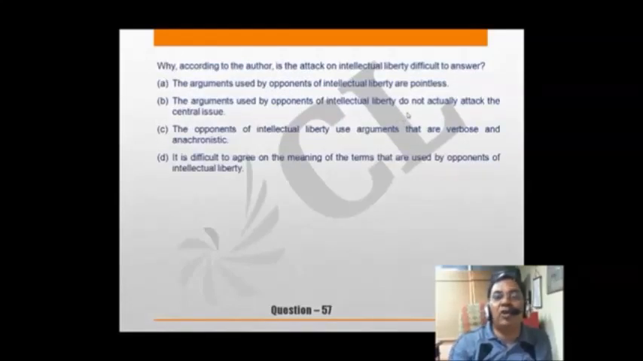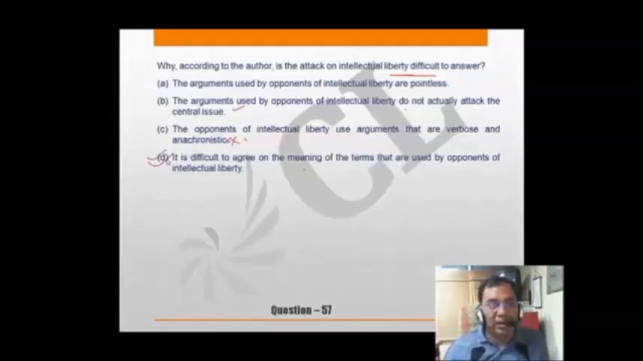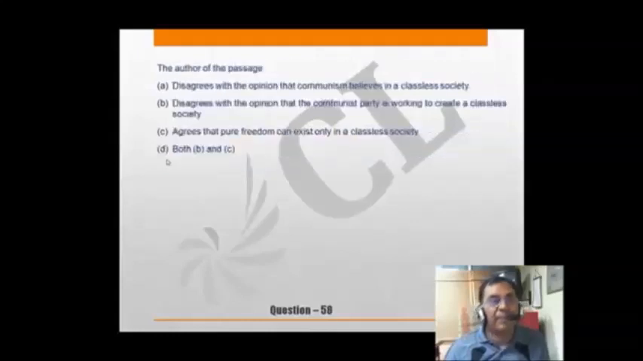Difficult to answer. They talk about romanticism and other things, pretty bourgeois, but as pointless. No, they do not actually contradict the central issue. This is possible. Use arguments that are verbose and anachronistic. No, verbose. Yes, it is different. The meaning of the term. This is the one, the answer. Difficult, romantic, and other things they had talked of. So this is the answer.